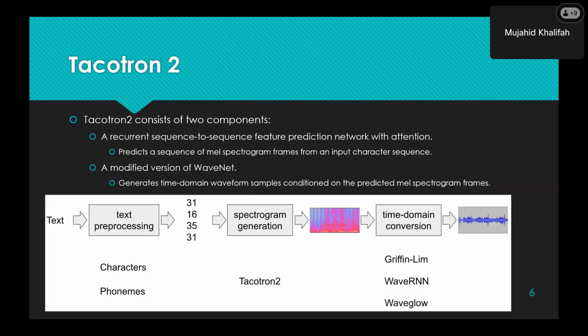It consists of two components: a recurrent sequence-to-sequence feature prediction network with attention, which predicts a sequence of Mel spectrogram frames from an input character sequence, and a modified version of WaveNet, which generates time-domain waveform samples conditioned on the predicted Mel spectrogram frames.